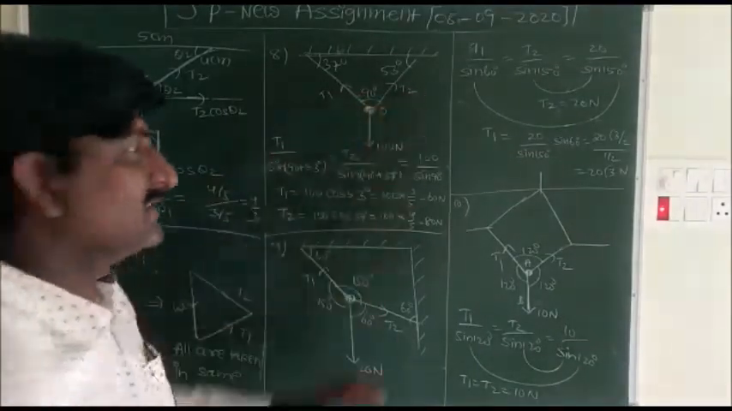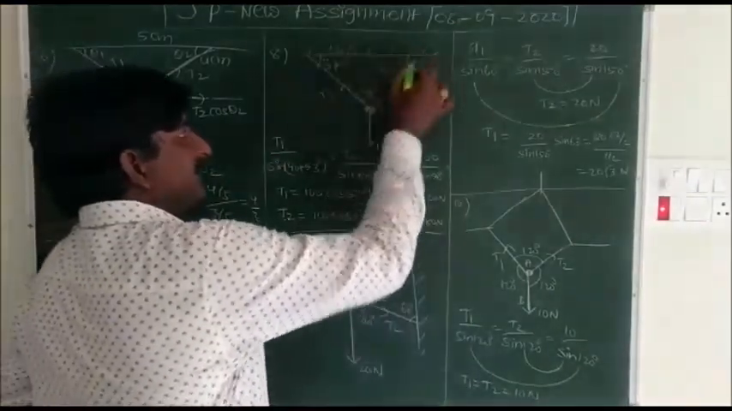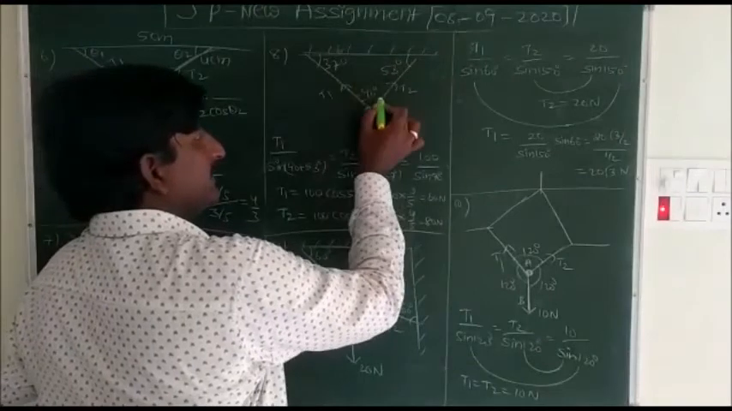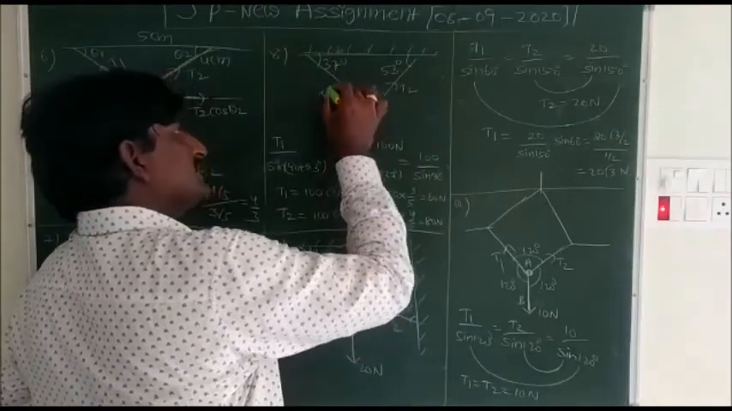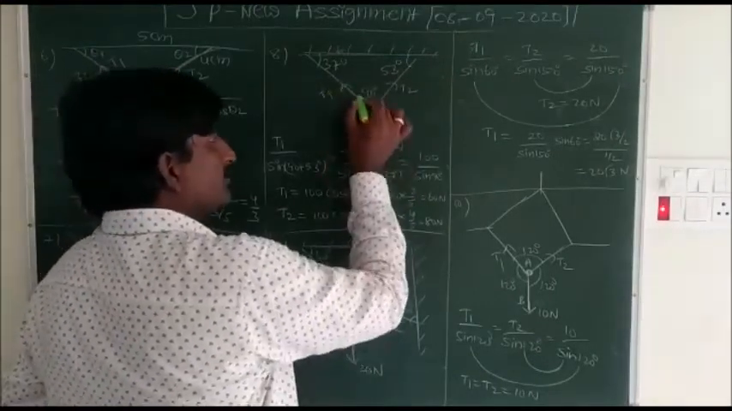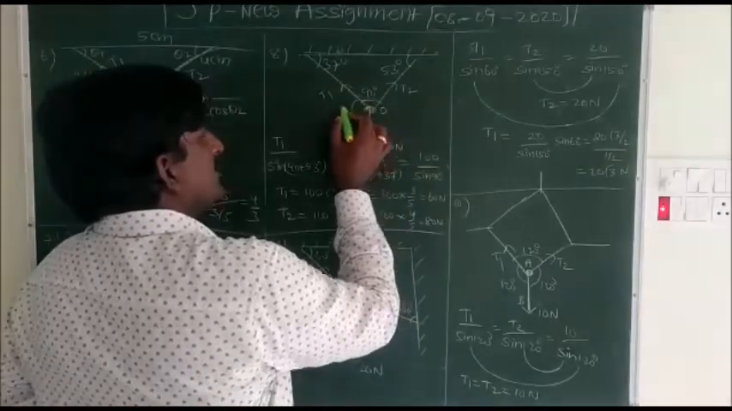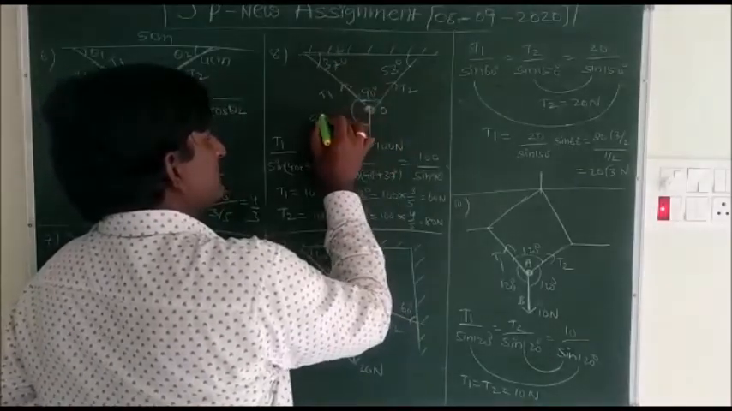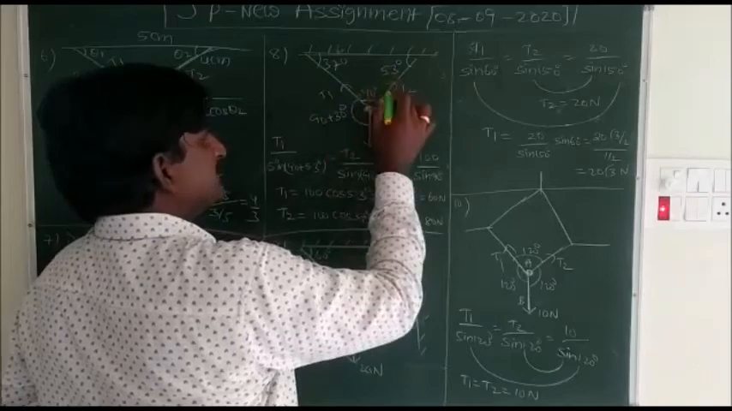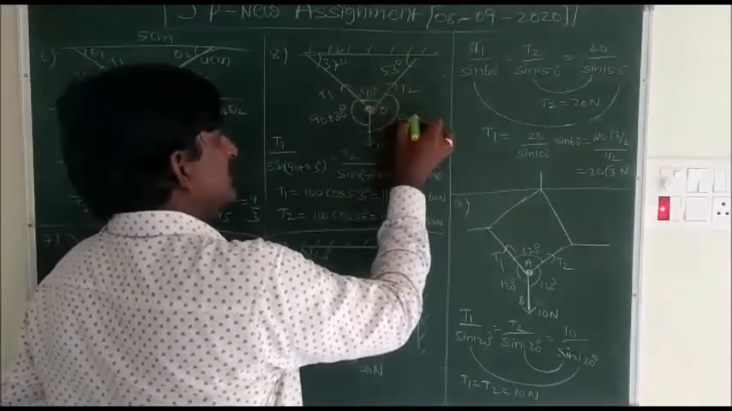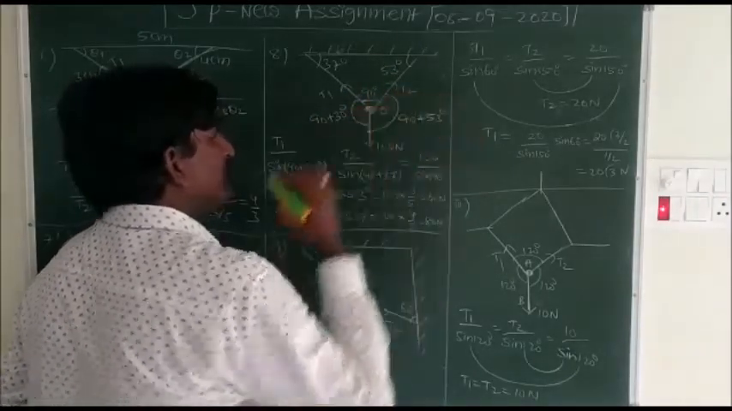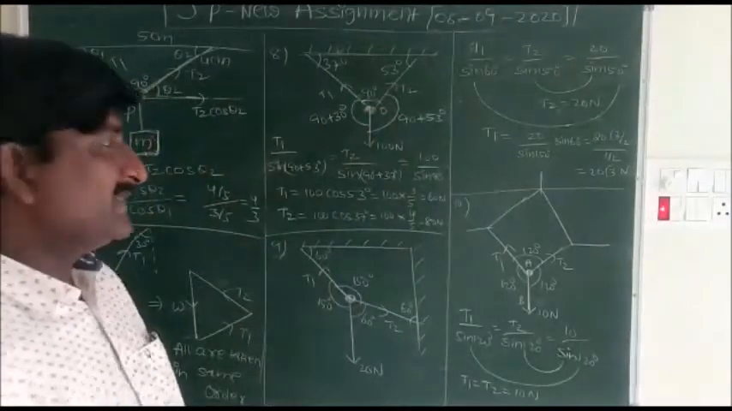According to Lami's theorem, here you can observe that it is a right angle triangle. The angle between T1 and T2 is 90 degrees. The angle between T1 and the downward force is 90 plus 37. This angle is 90 plus 37, and this angle is 90 plus 53 degrees. And simply you can apply Lami's theorem.